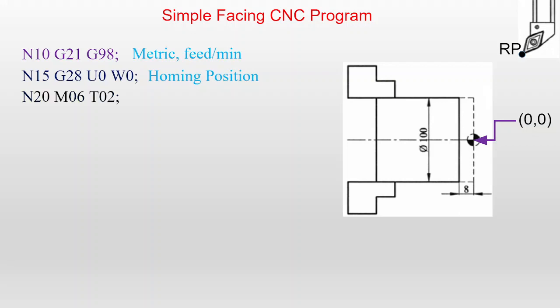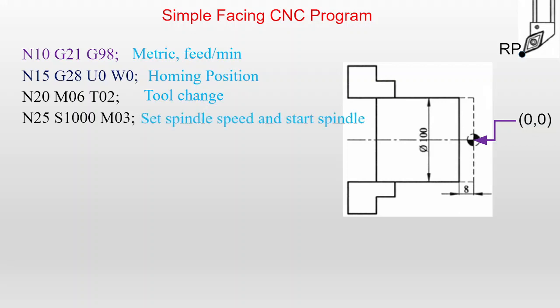Then you can assign the required tool at the homing position. M06 indicates assigning the tool. Which tool? T02. That is where the tool change will take place. Next, you can assign the spindle speed. Here I am assigning S1000 and M03 indicates the spindle starts rotating. Set spindle speed and start spindle rotating in clockwise direction.